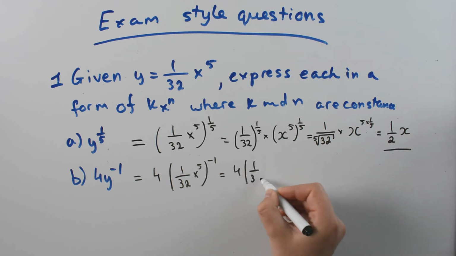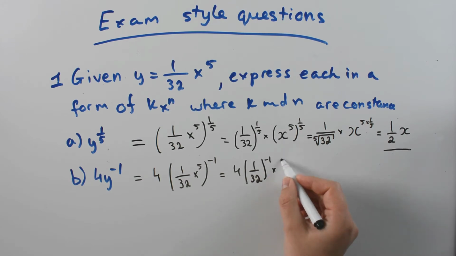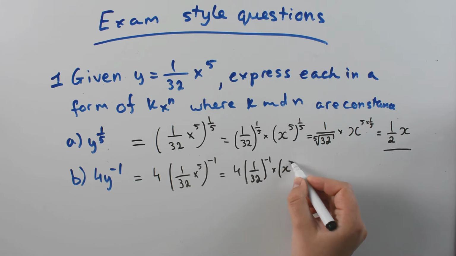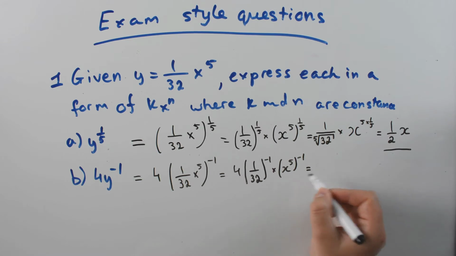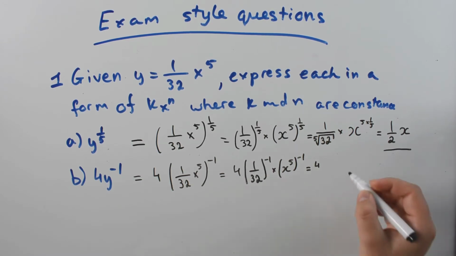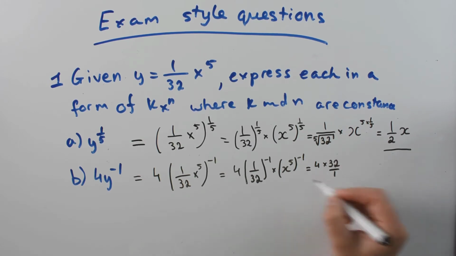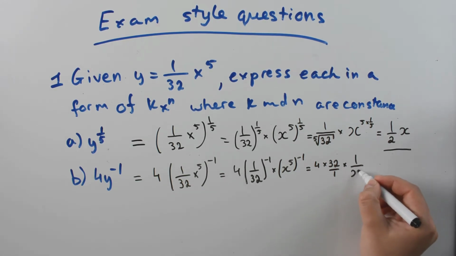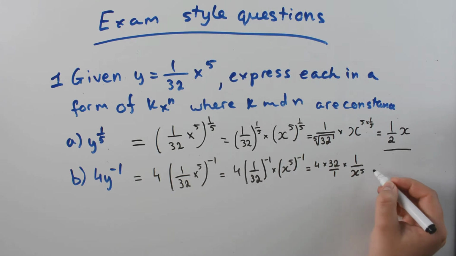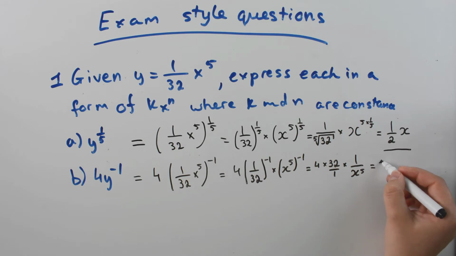And remember that the power of minus 1 will mean that our expression needs to be flipped upside down. So it will be 1 over 1 over 32 and 1 over x to the power of 5. So what we will get is 4 times, so the 1 over 32 will become just 32 over 1, and x to the power of 5 to the power of minus 1 will become just 1 over x to the power of 5. Okay, and that will just simplify as 128 over x to the power of 5.